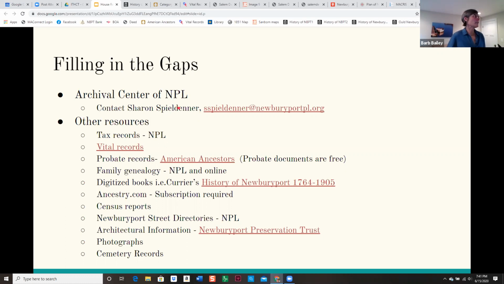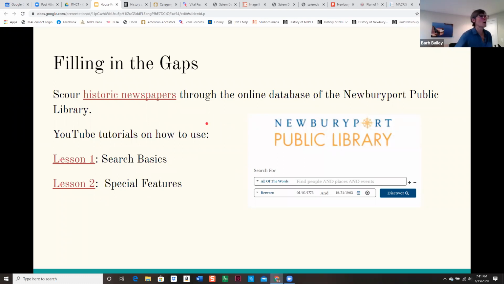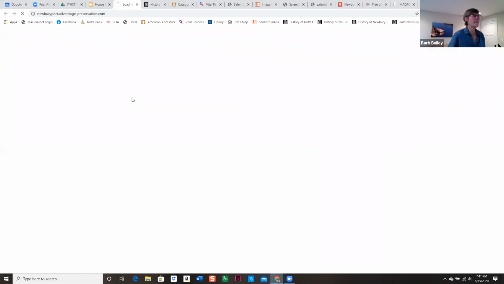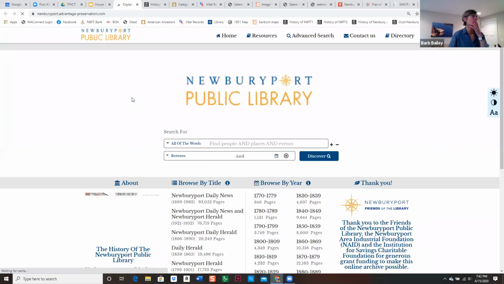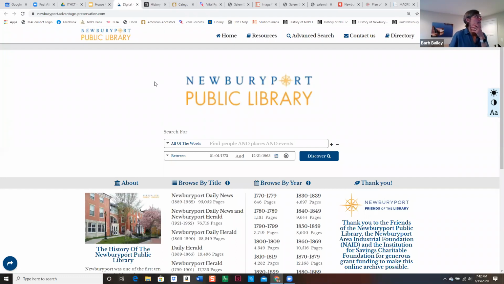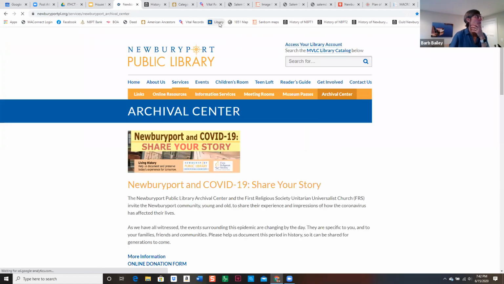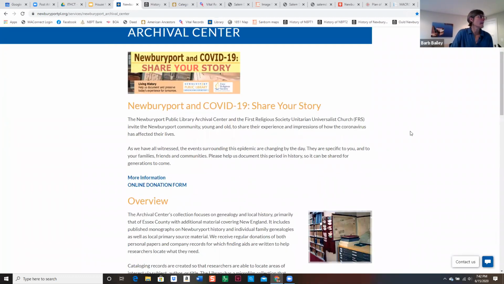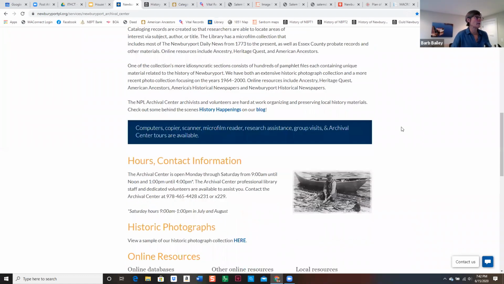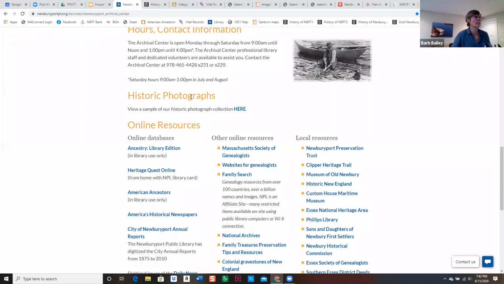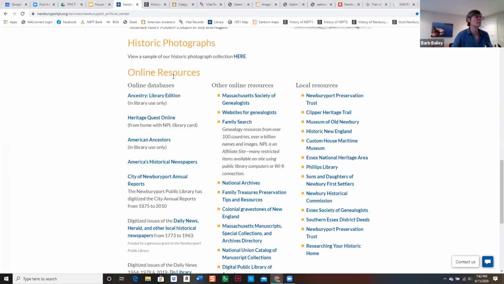And then I wanted to go back to the online database at the public library, because this has some really, really great information. The historic newspapers have been digitized, which is really cool. And you know what, let me go one other screen first. This is the screen that you come up to when you go to the Archival Center. If you scroll all the way to the bottom, there are some historic pictures there, and a whole bunch of online resources that they have. So this is a great place to look.